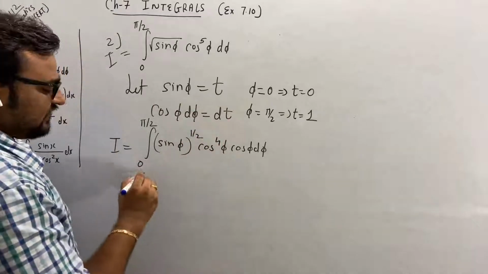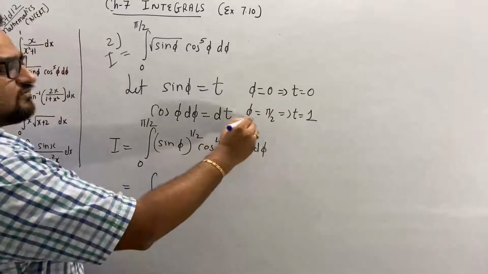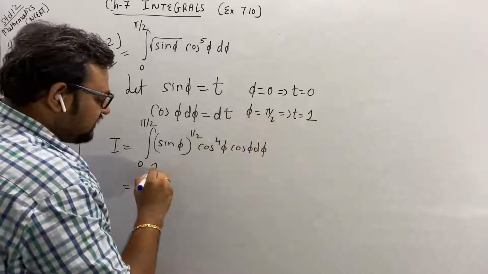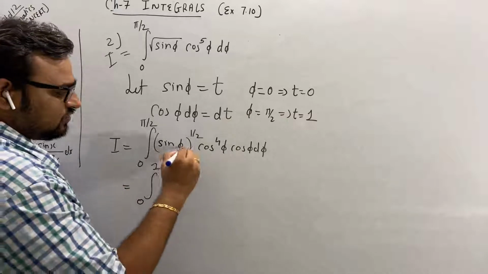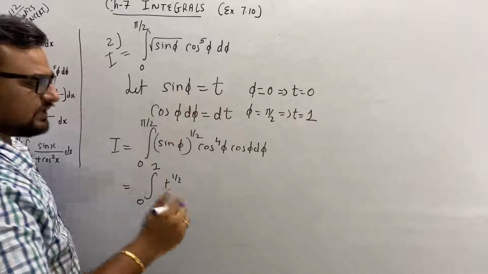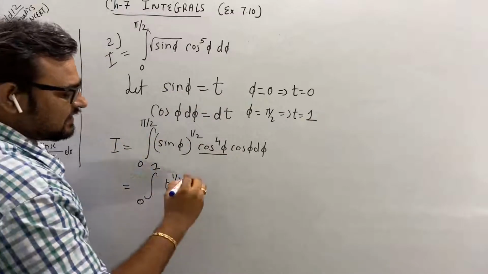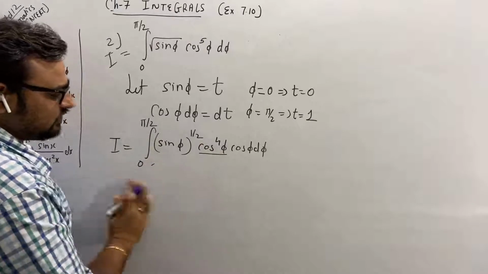So see here, when phi is 0, t is 0. When phi is pi by 2, t is 1. So now t raised to 1 by 2, since sine phi we had assumed as t, and cos raised to 4. Let me rearrange one more time.